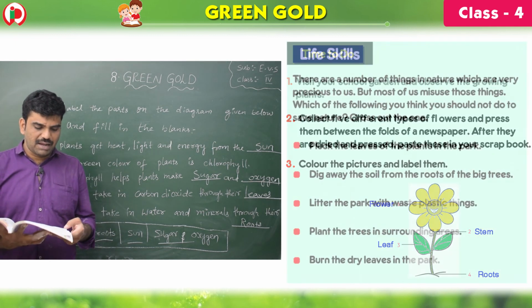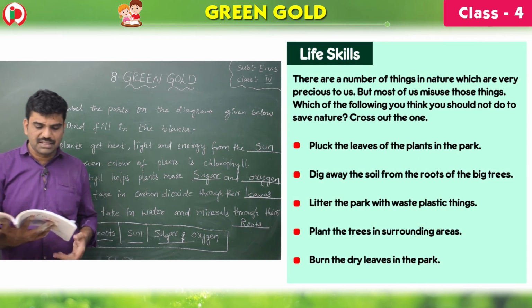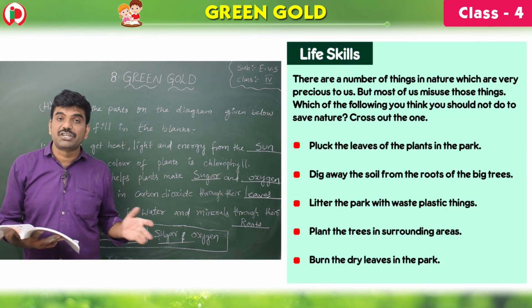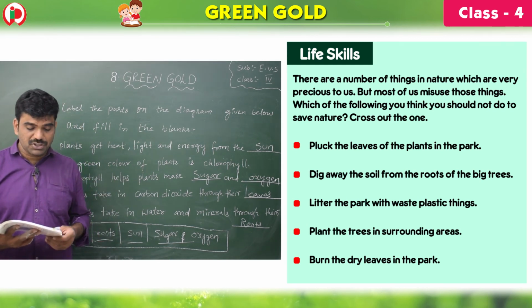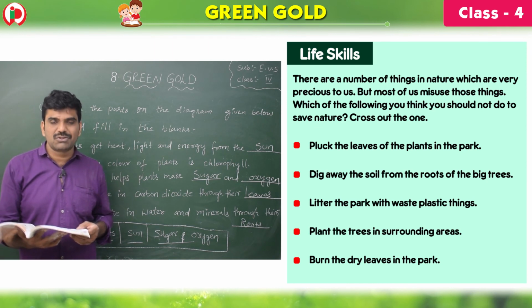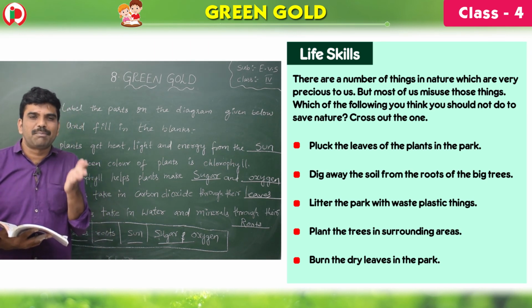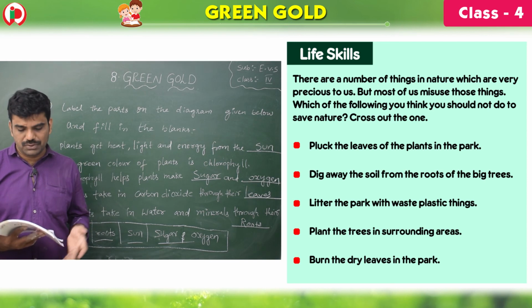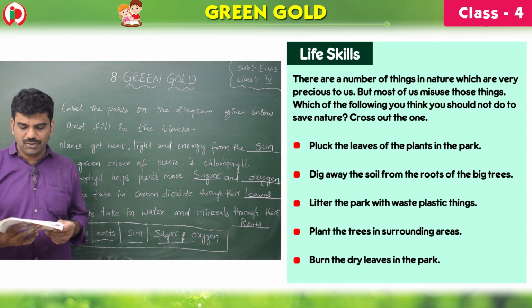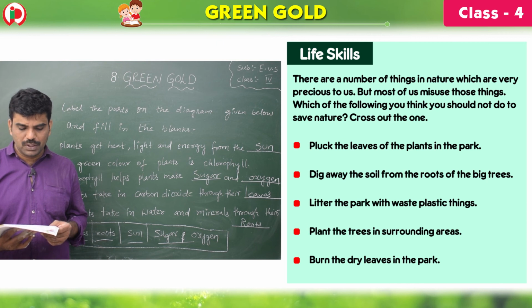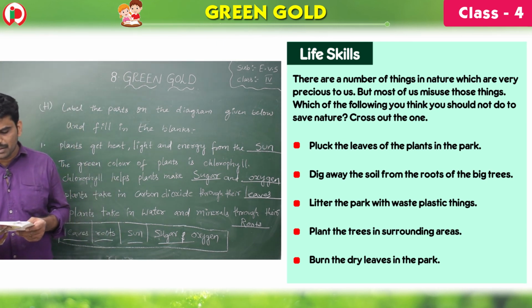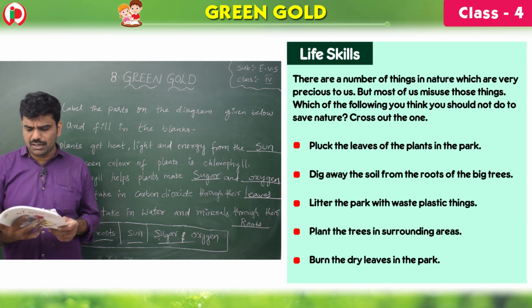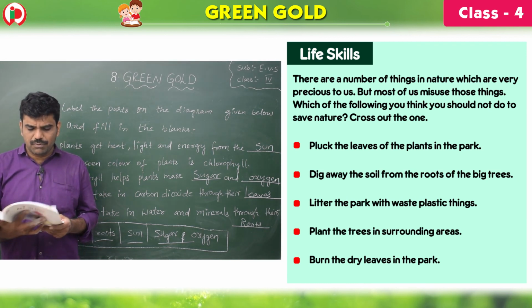Next one, life skills is there. There are number of things in the nature which are very precious to us. Precious means very valuable. There are number of things, but most of us misuse those things. We won't use the precious things properly. We will misuse. So which of the following you think you should not do to save nature? Cross out the one. So what you should not do to save the nature?